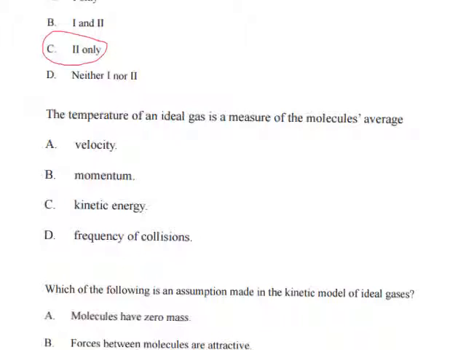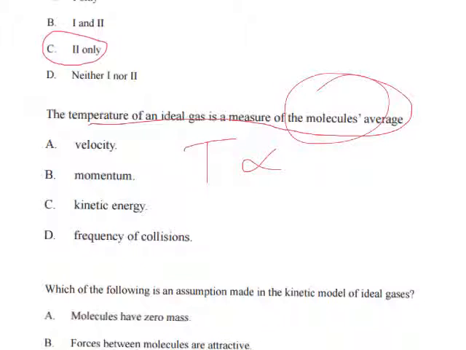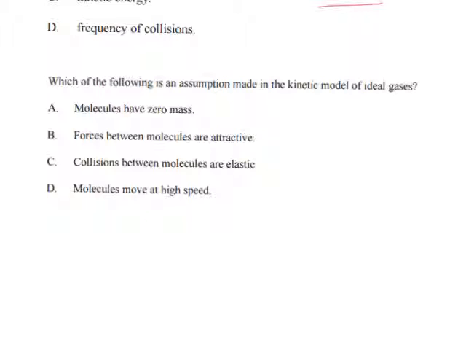Next question. What is the temperature of an ideal gas a measure of? And you should remember, this is just a little factoid that you have to remember off by heart. The temperature is proportional to kinetic energy. Okay, and those two things are proportional and they go together, and you just have to learn it. Similarly, this is a learning off by heart thing. Which of the following is an assumption in the kinetic model of gases? You need to learn all your assumptions.